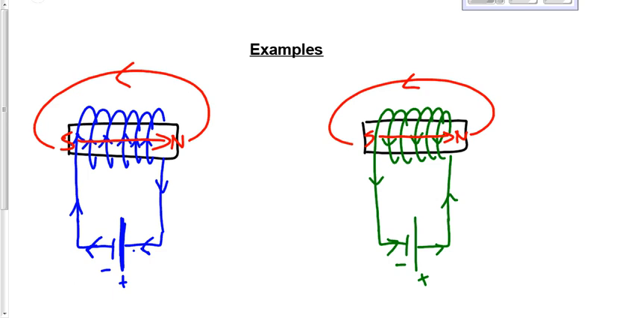Let's do another example here. This time, let's have a solenoid like this. Let's go electron current.